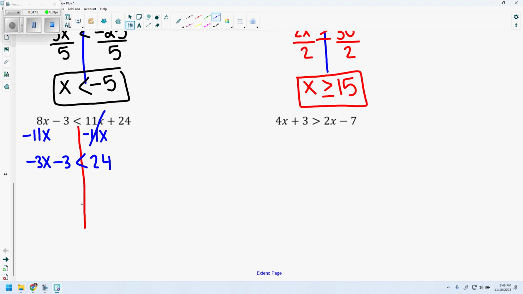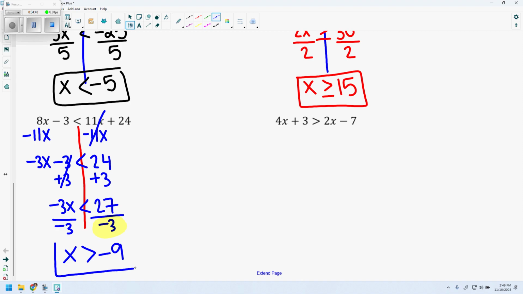Now I'm back to my other examples, my two-steppers. I'm going to add 3 on both sides. So negative 3x is less than 27. And then I'm going to divide by negative 3. Oh, I'm dividing by a negative number. So my inequality sign is going to flip. So instead of less than, it's now greater than negative 9. Because 27 divided by negative 3.